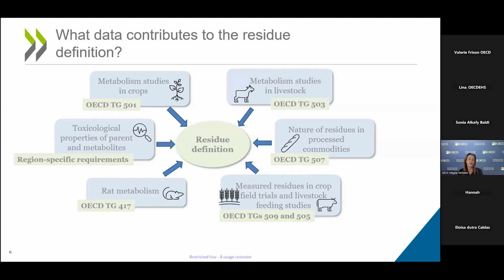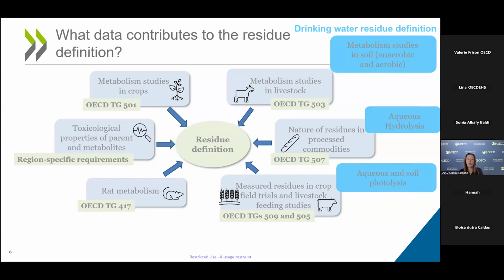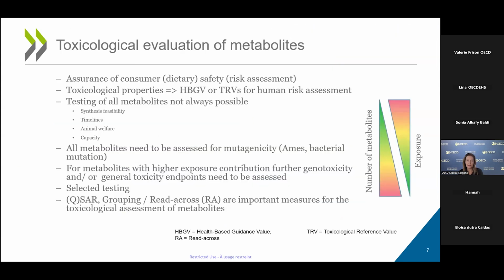You can appreciate that for all these studies, there are specific OECD test guidelines that can be used to generate the data. After you have defined your metabolites, you can conduct toxicological studies. Again, the OECD has a library for them, but this can be region specific. Although there is some general guidance, we find differences from country to country. On top, as I've said, the residue definition can be derived for drinking water. In this case, of course, we need additional data that comes from these studies.